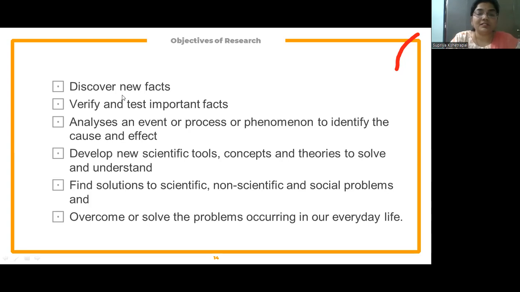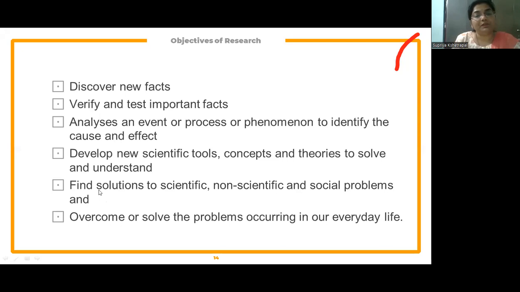Okay. So here some scientific tools are used, that is, how to determine using the XRD. And after using this XRD, they will find out some concepts and relate them with the theories and solve the problem. And here they can understand the things. So this is the objective of the research.